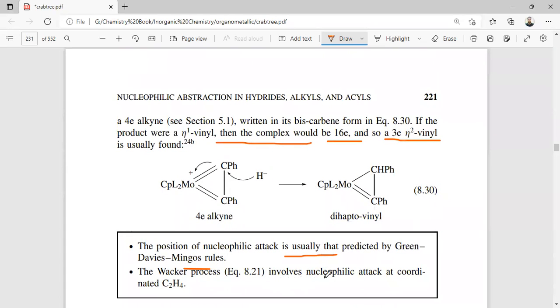The upper process involves the electrophilic attack at the coordinated ethylene molecule.